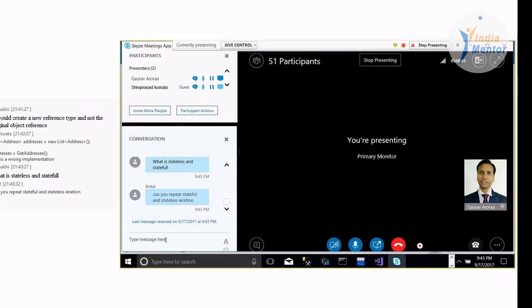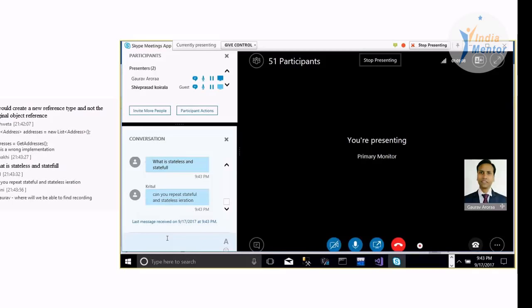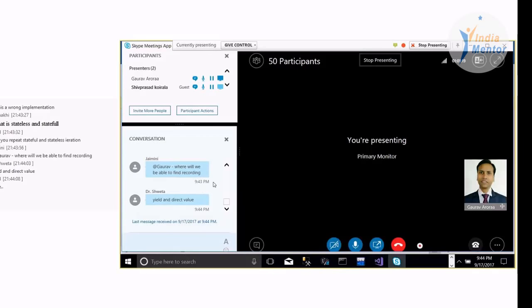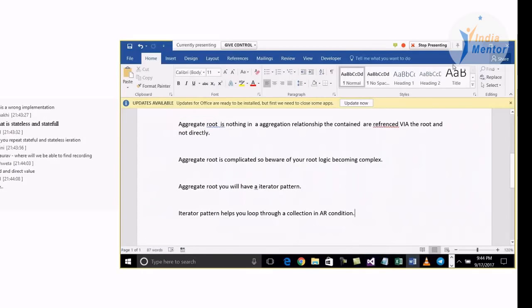Okay, stateful iterations and stateless iteration, Kritul, here means if you look at IEnumerable versus IEnumerator, that's what is stateful versus stateless iteration. So Kritul, you can send me a mail, because that one word of stateful and stateless has a lot of things in it. Just send me a mail. You can send a mail to Indiamentor. Yes, that's right. What Shweta ma'am is saying is right.